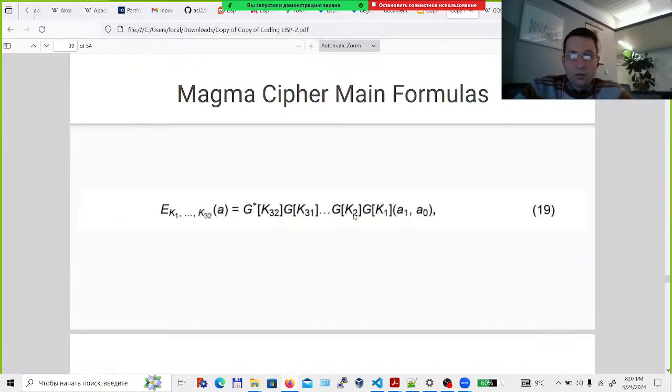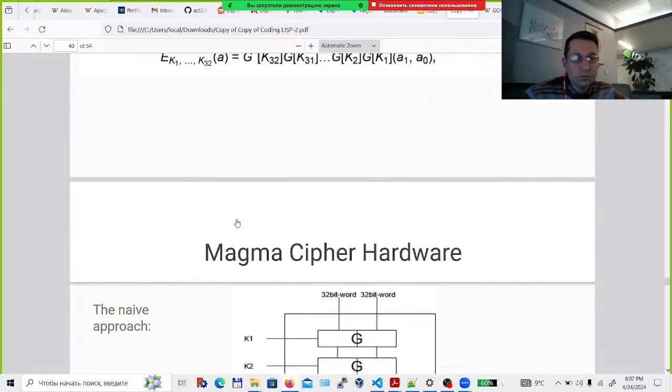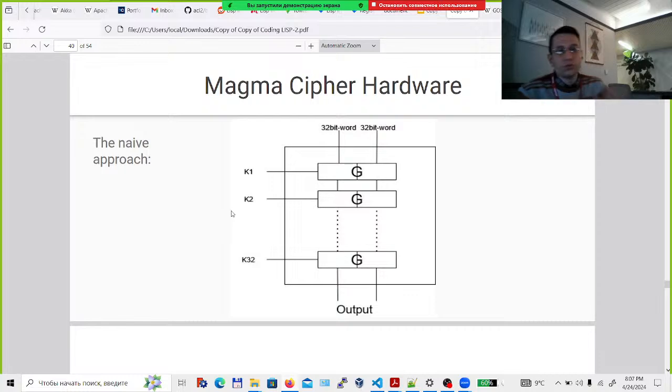For example, we can implement this sequentially. As our input we get a 32-bit word and another 32-bit word, and it goes to the first transform function, applied to the other one, and it is calculated sequentially until we get the encrypted message. In total we have 32 rounds for this kind of algorithm. So the naive approach of doing the hardware: can we do it in just one cycle?